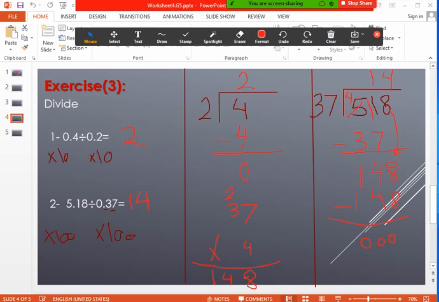In number 1, who asked me? Rinad, in number 1, in the third exercise, no, it's 2, not 0.2. Because we multiply the dividend and the divisor by 10, so both numbers become whole. There is no decimal point here. 4 divided by 2 equals 2. This is the quotient. Always the quotient here is the same as the quotient here. Okay?